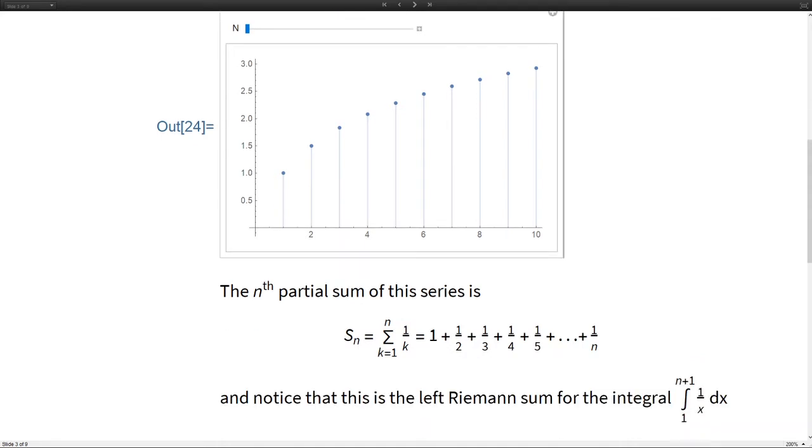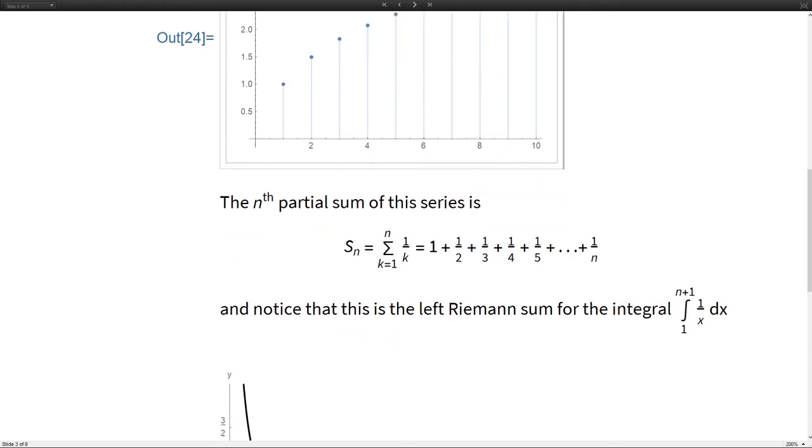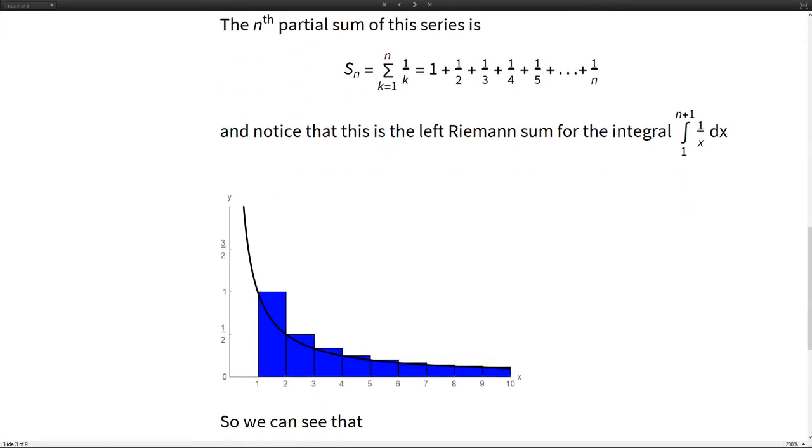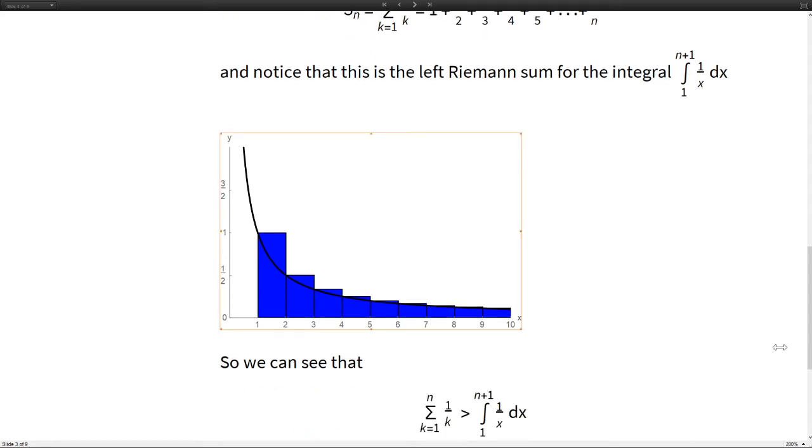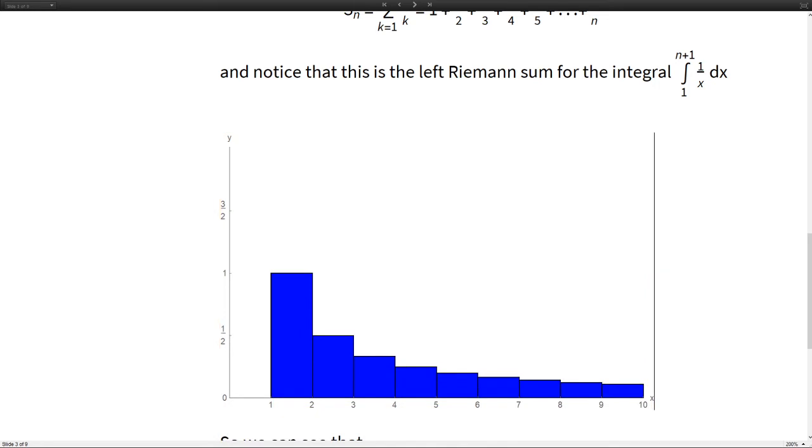So one thing I want you to notice is that sum right there is exactly a left Riemann sum for the integral of 1 over x from 1 to n plus 1. Right? It's a Riemann sum with n rectangles and left endpoints. In particular, here's an example for n equals 9. We have our 9 rectangles here.